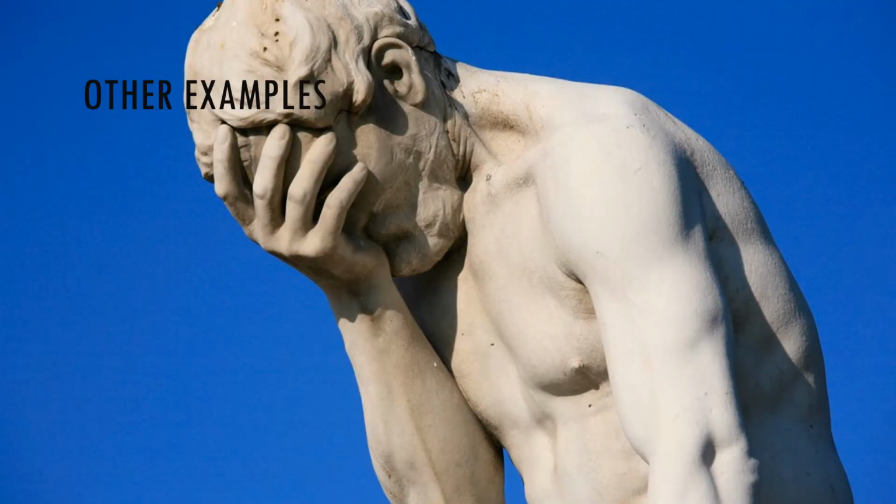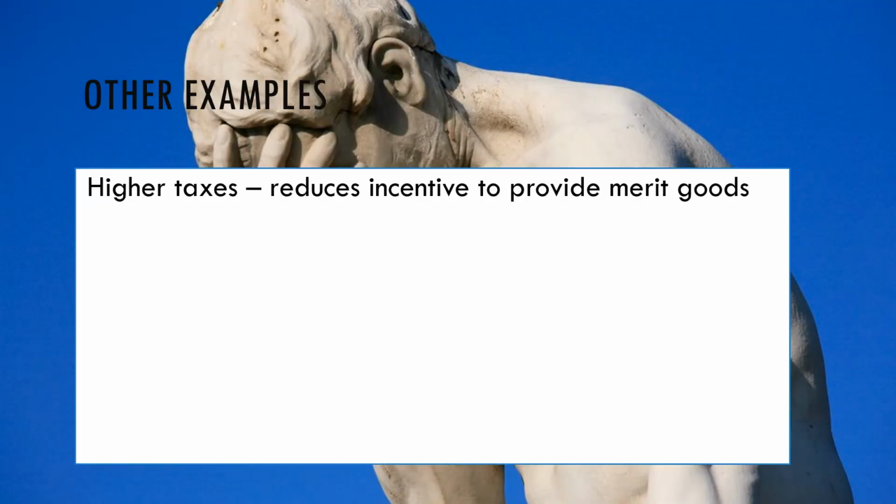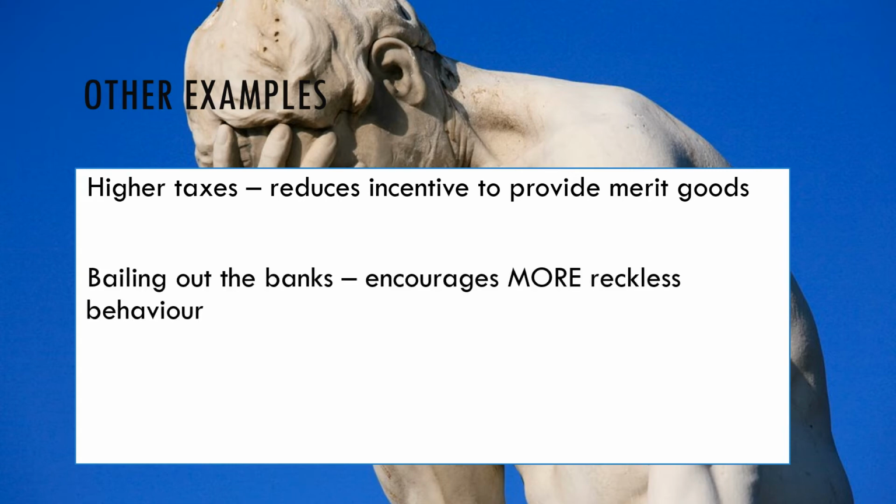Some other examples of unintended consequences. Often governments introduce higher taxes in order to provide public goods. But actually higher taxes can eat into profits. They can limit businesses' ability to expand and employ people. Also, those businesses that provide merit goods, goods with positive externalities, it reduces the incentive to provide those. So higher taxes can often be seen as a form of government failure.